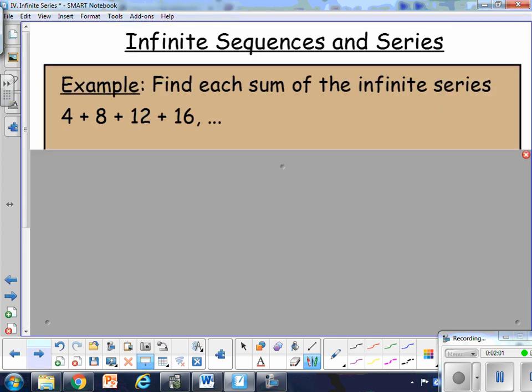Okay, so let's keep moving. Let's think about if the series, or if there was an infinite number of terms, right? This thing just went on infinitely long. Would we be able to find a sum?